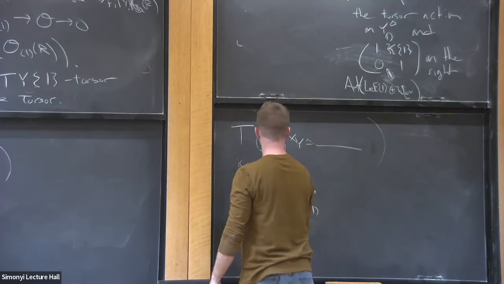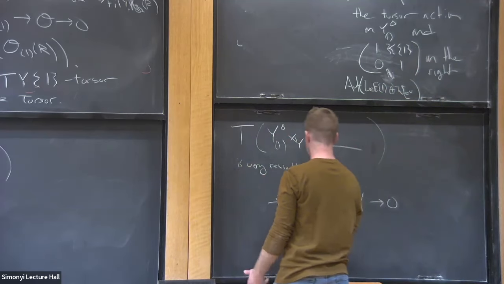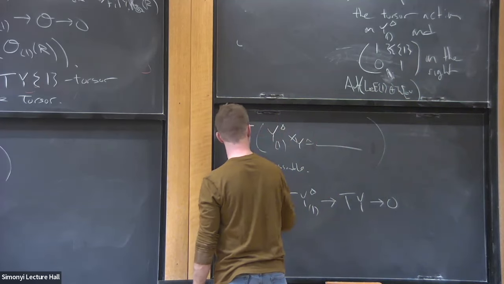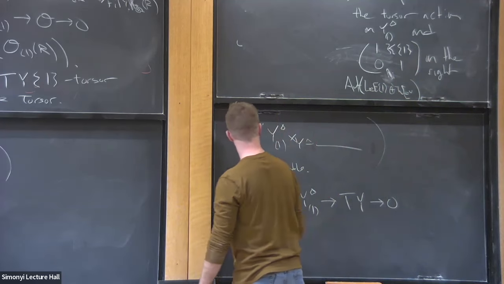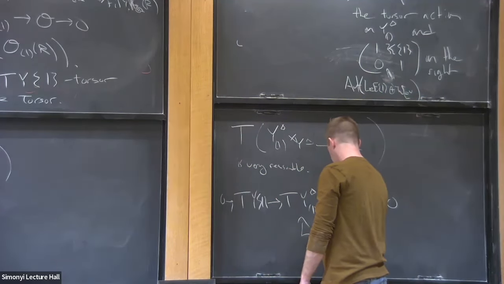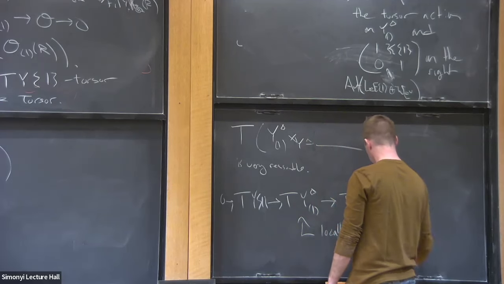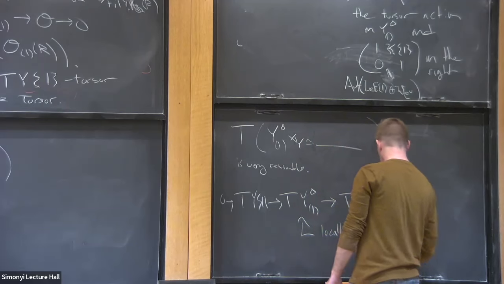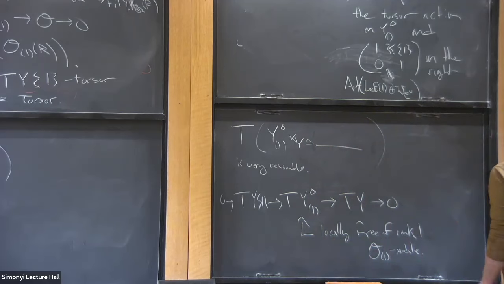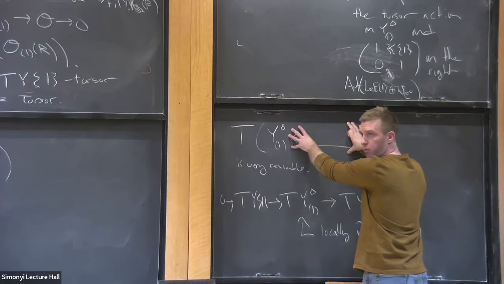Well, if you think about it a little bit, you'll see that its tangent space is an extension of the tangent space of Y by the tangent space of Y shifted by 1, a locally free O(1)-module of rank 1. And so you get the tangent space of this thing in a very explicit way.